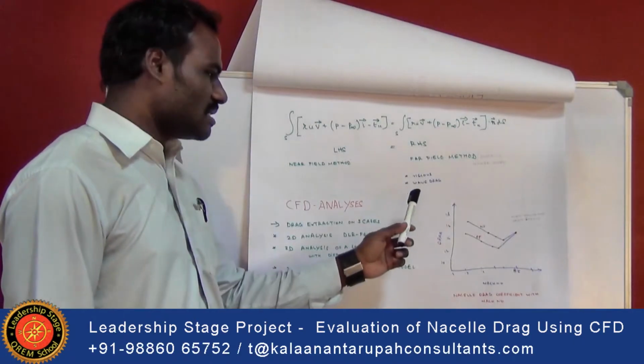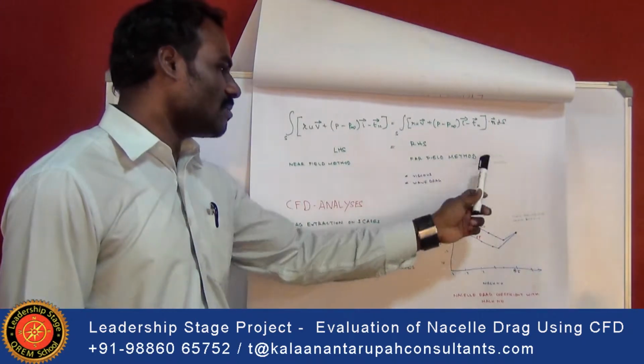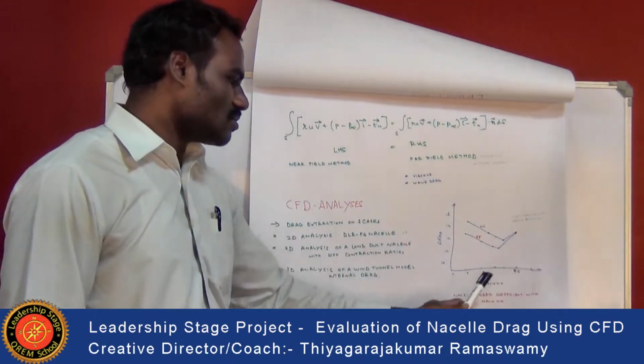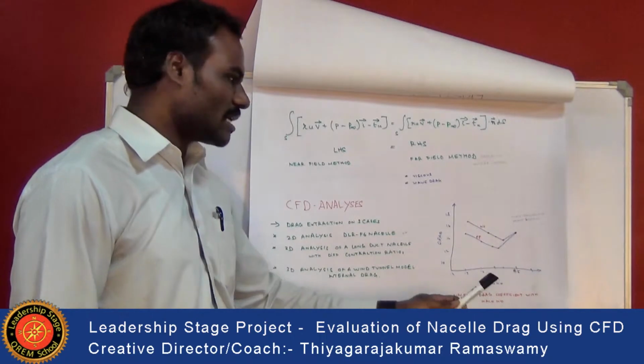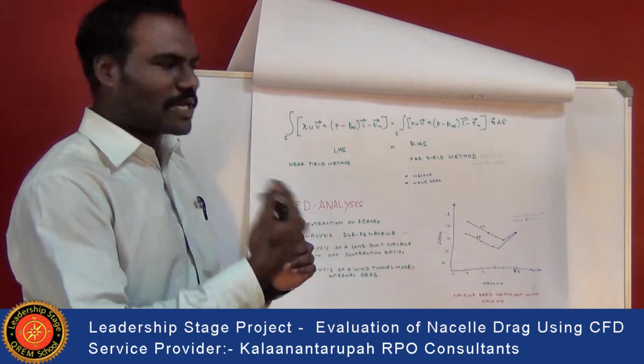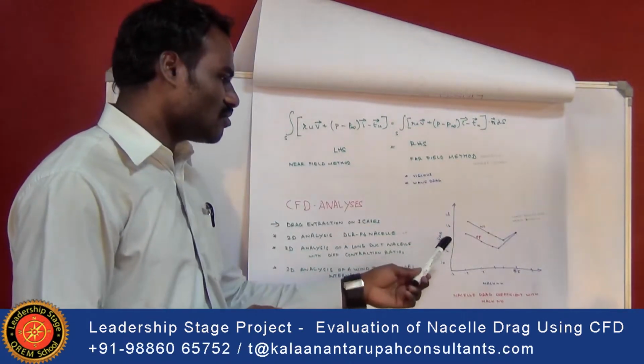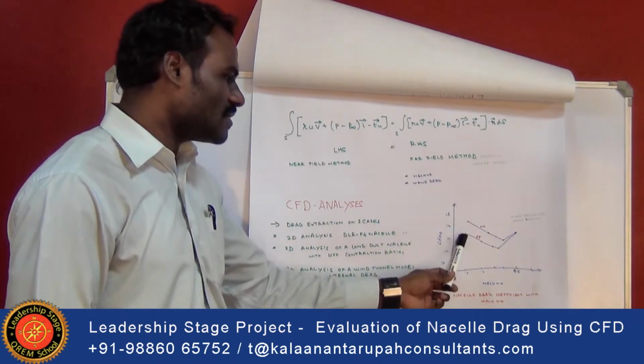Here we are going to discuss the graphical representation with respect to the near field method as well as the far field method. The graphical representation shows the nacelle drag coefficient with respect to the Mach number. The analysis is carried out by varying the Mach number based on the speed, and the graph is plotted between the drag coefficient and the Mach number.